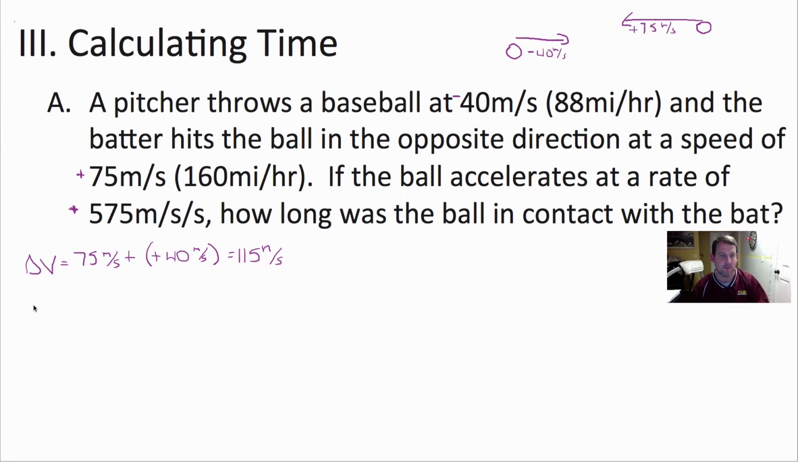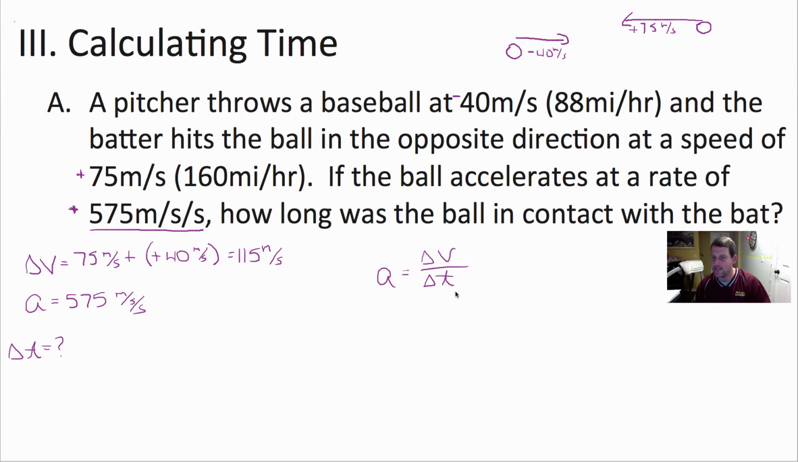It's an important note here that this change in velocity, it was never going this fast, but it changed its velocity by that much. That's different than just a speed. And we know that the acceleration right here is this number, 575 meters per second squared, and we're looking for delta t, put a question mark there. Of course, the thing that relates these three things together is the acceleration equation, a equals delta v divided by delta t.